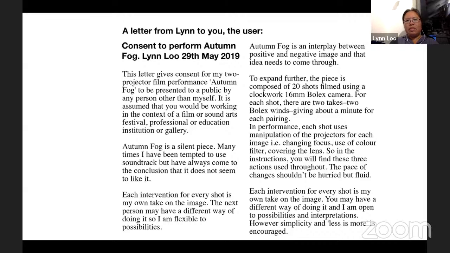So the aim of this letter, therefore, is for me to be included in that preservation process. So the letter intends to encourage the future user, having familiarized themselves with my thinking, to make their own interpretation of the work while staying within the constraints of the score. Yeah.